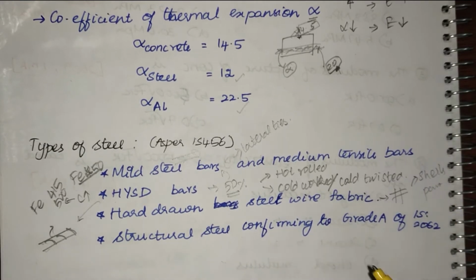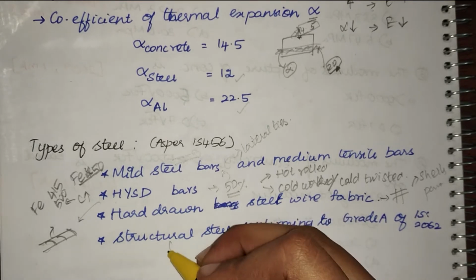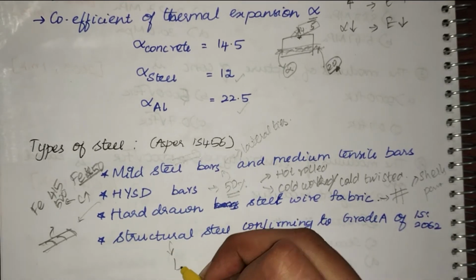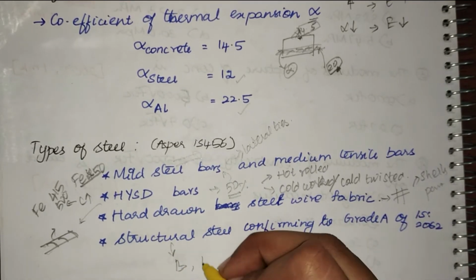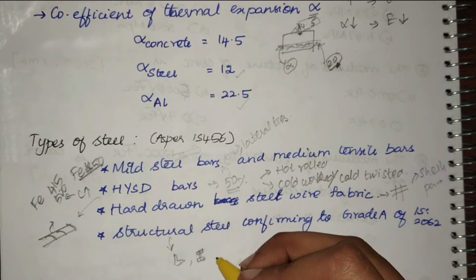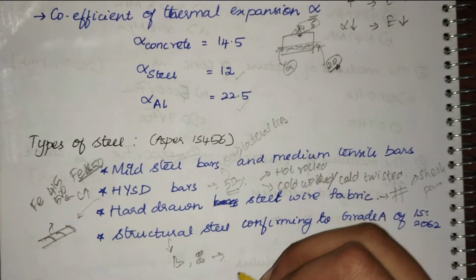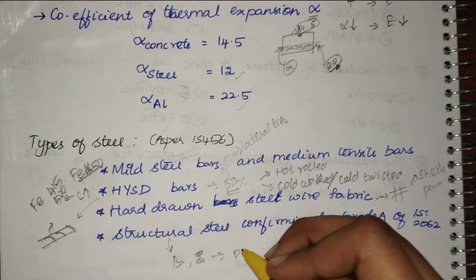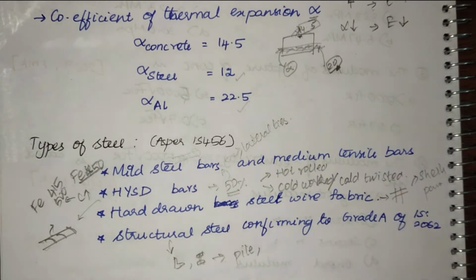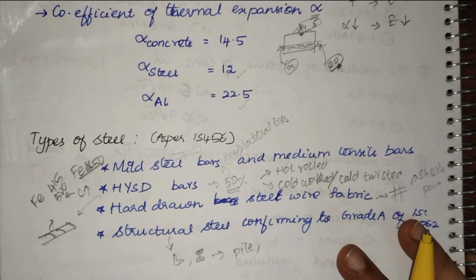Next is structural steel conforming to grade A of IS 2062. So these steels are nothing but the angle sections, I sections, etc. We know they are most commonly used in steel structures, but they can also be used in reinforced cement concretes, such as in heavy structures such as piles or some other heavy foundations. So these are all the types of steels available as per IS 456.